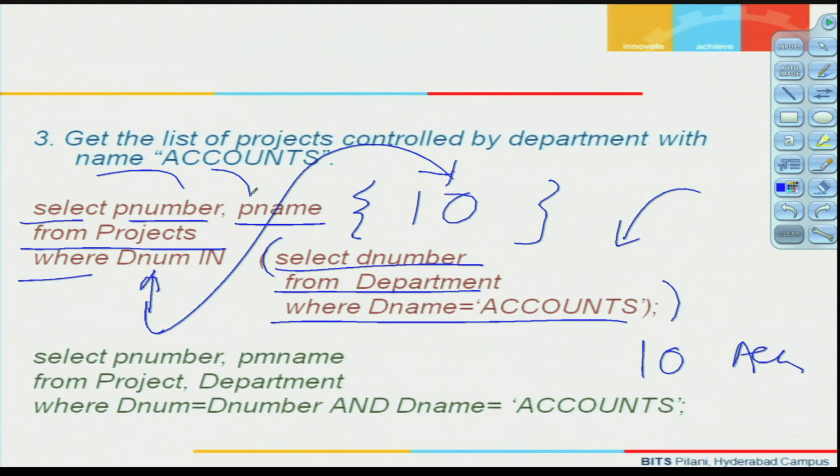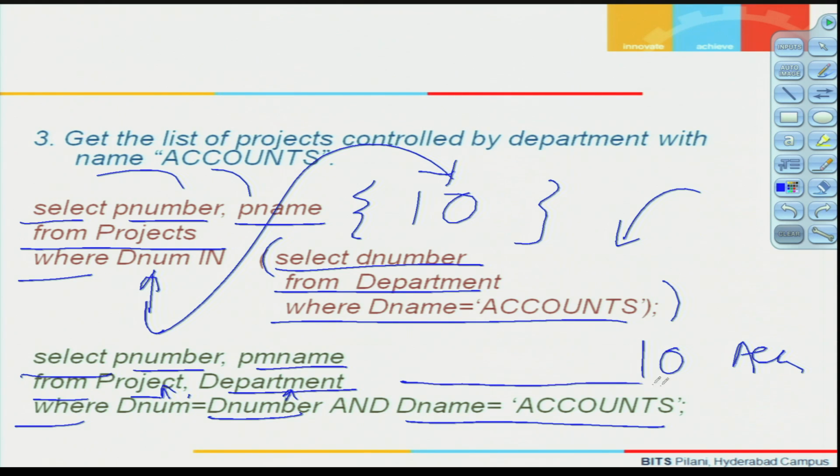Otherwise, I can also write it like this. Select P number, P name from project comma department, and the joining condition is where dnum from project is equal to D number from department, and the other condition that needs to be satisfied by the joined tuples is where the D name is equal to accounts. If it is satisfied, I will pick up the P number and P name and show them in the result.